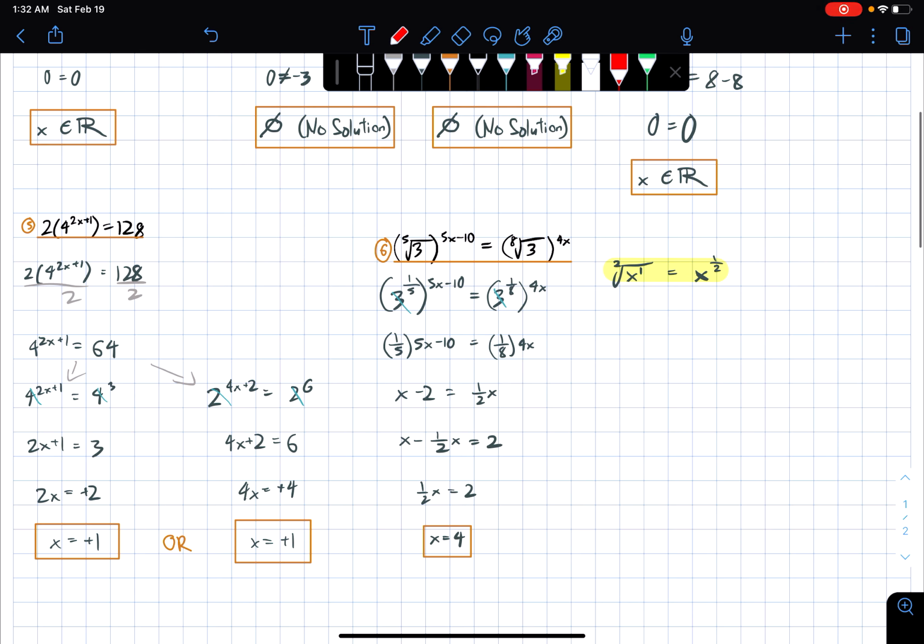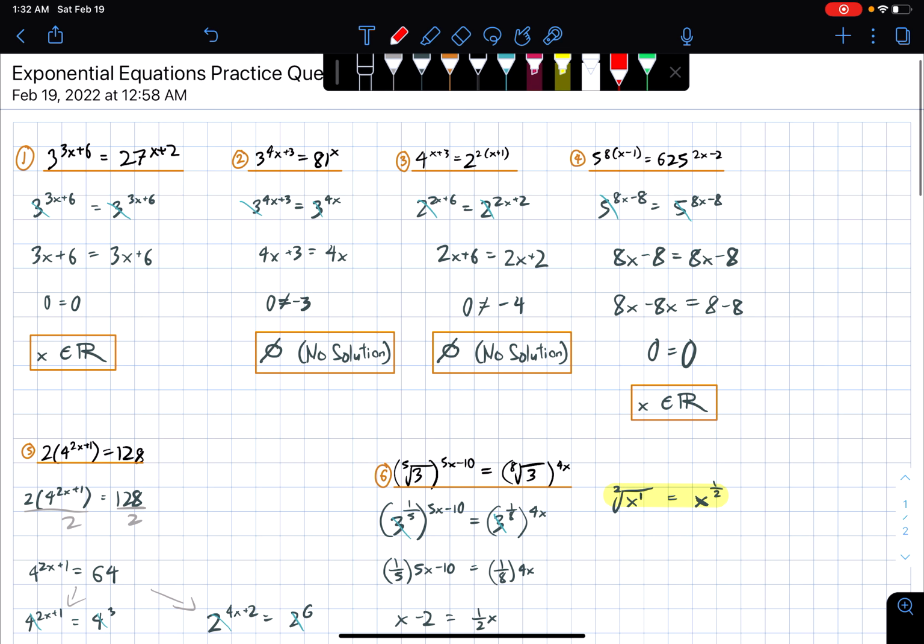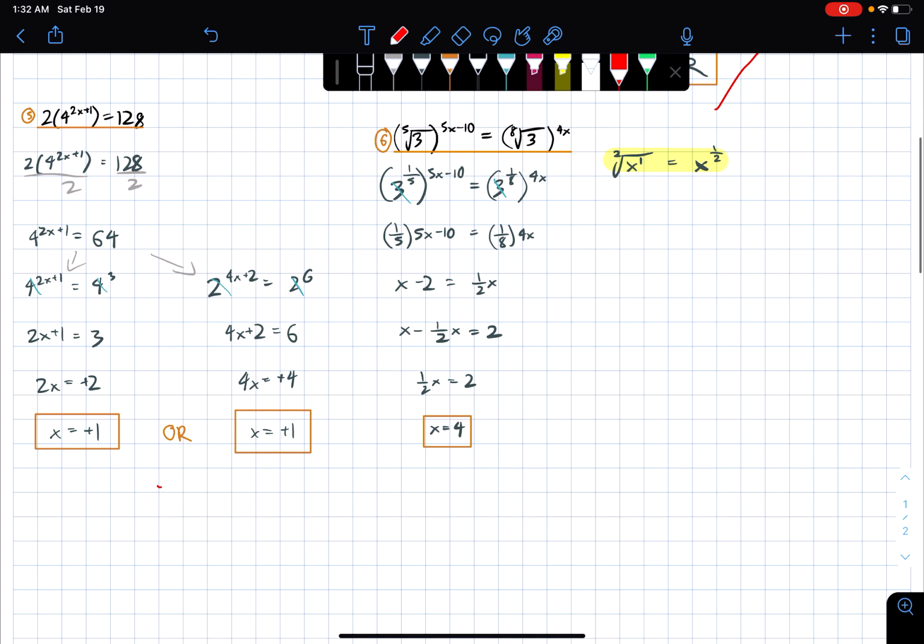Right, that's it. Let's check everything. Number 1, no solution. Number 4, x equal to positive 1. Number 6, x equal to positive 4.